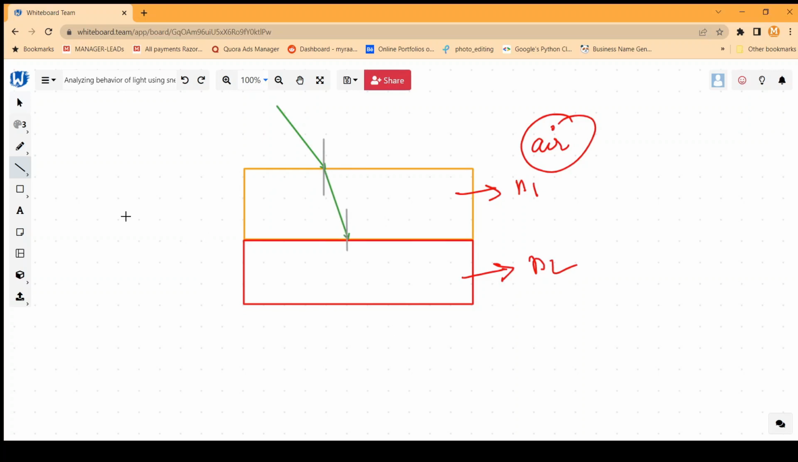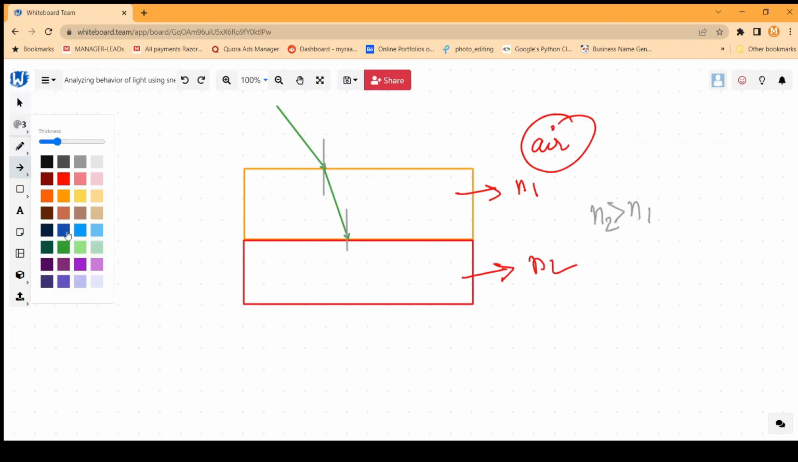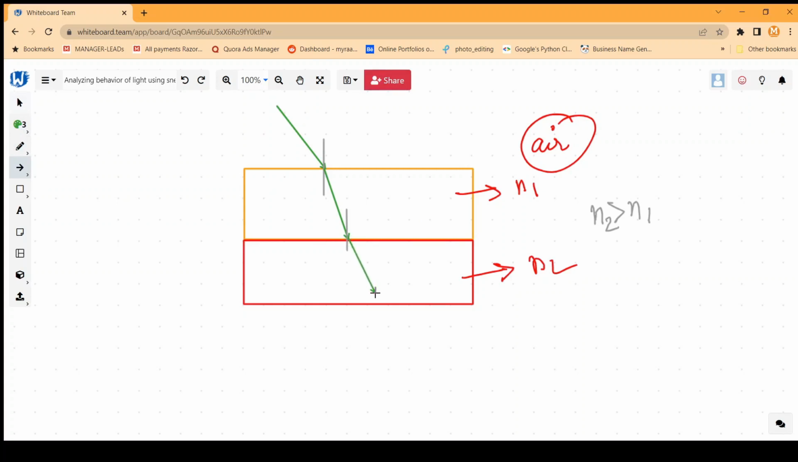For that, we need to know the relationship between N1 and N2. So let's assume that N2 is greater than N1, which means the ray of light is now coming from a lighter medium to a denser medium. So what is going to happen to it? Without refraction it will go straight, but with refraction it is going to bend further towards the normal and it reaches here. So within a homogeneous medium it is going to travel in a straight line, but as the medium change happens, we need the law of refraction to figure out the path of light.